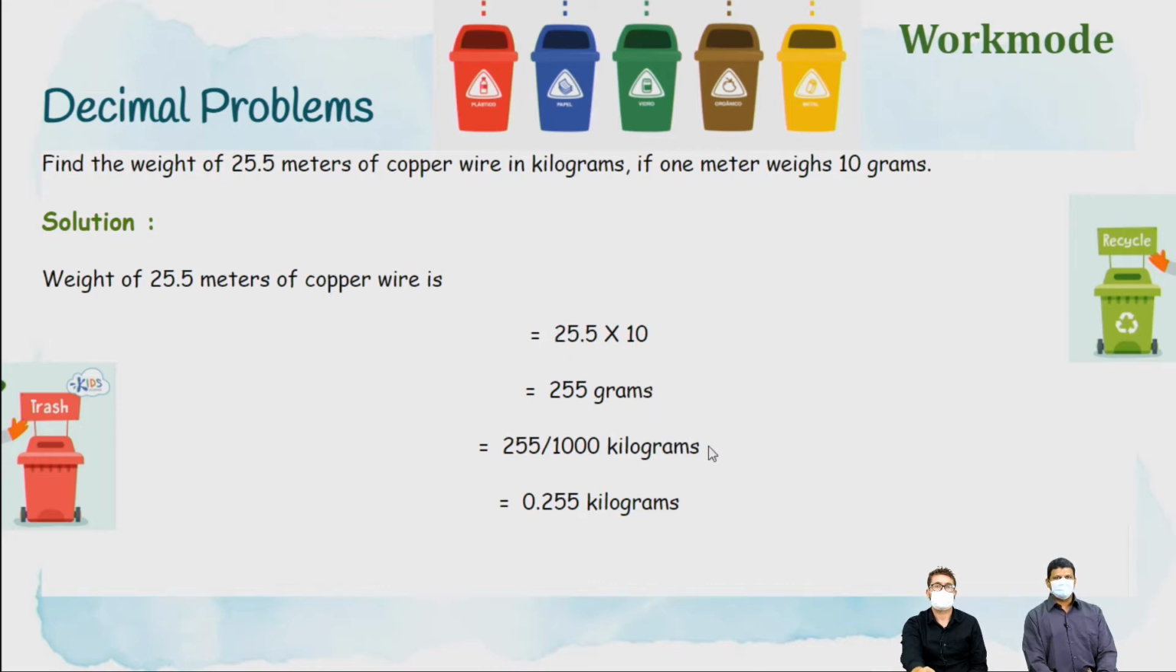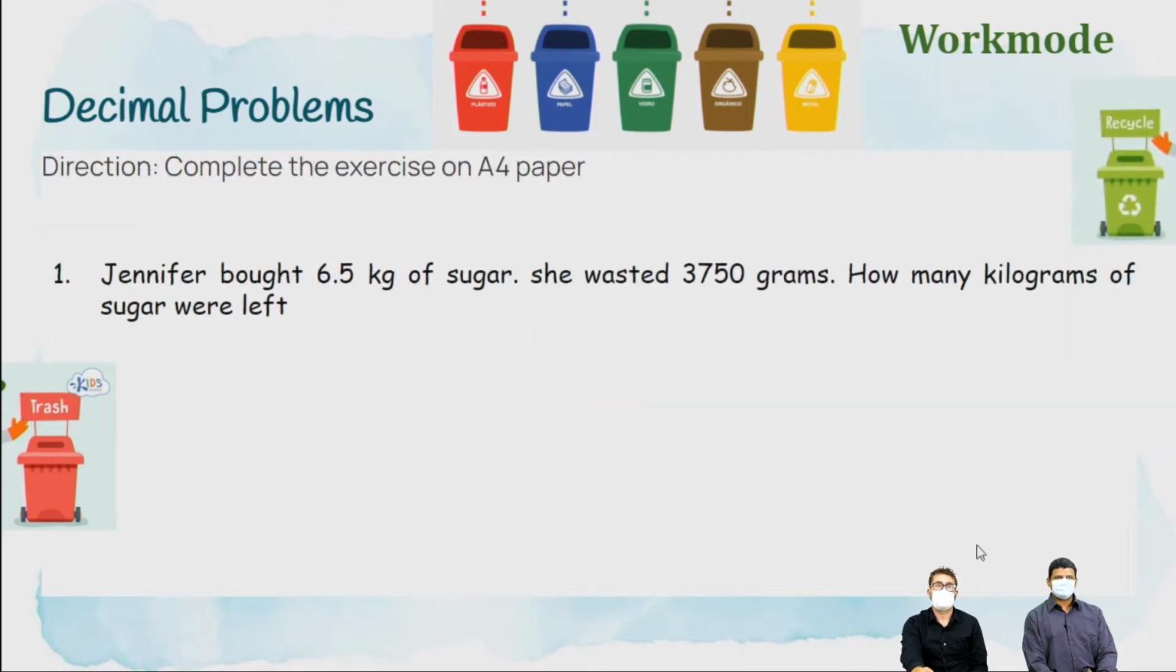Okay, and so you can leave the answer in grams, but if you want to convert it to kilograms, then one kilogram is 1,000 grams. So then you divide by 1,000 and you get 0.255 kilograms. And here the first problem. So you can copy the problem in your notebook and then try to solve it.